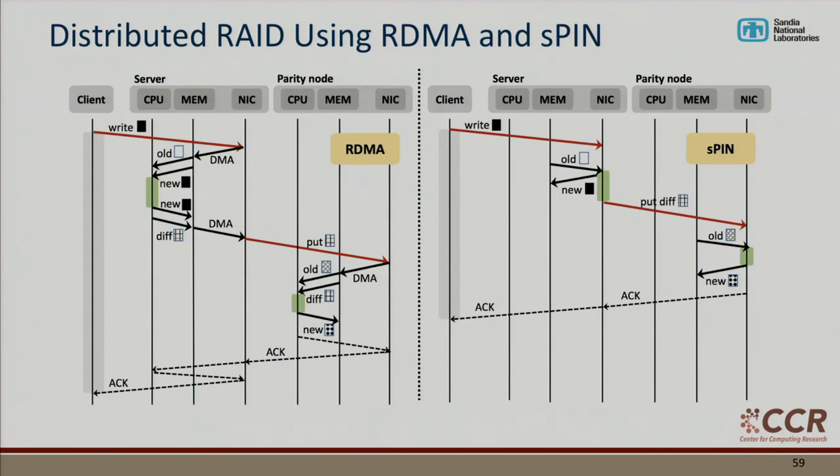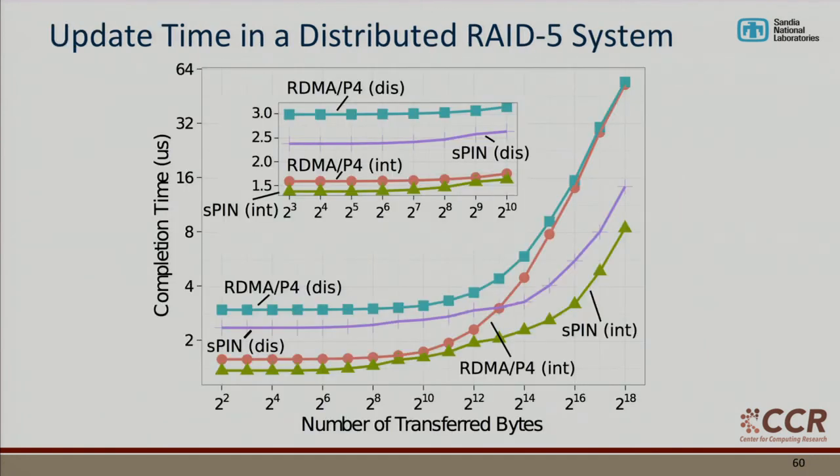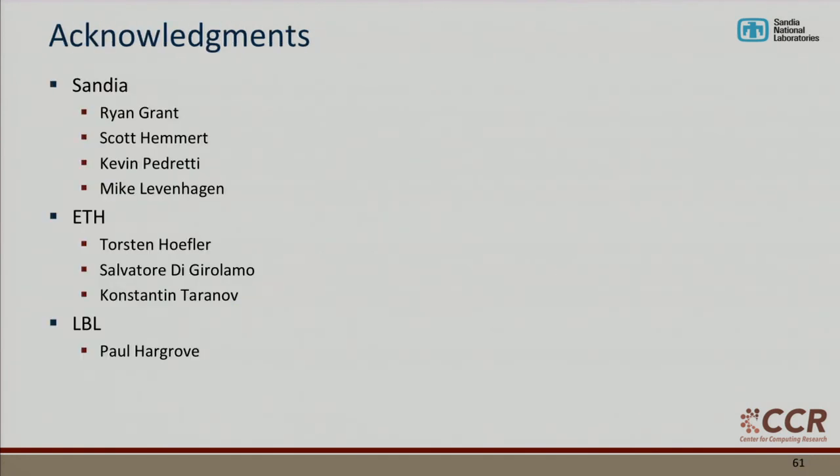And again, what you're really doing is minimizing the amount of traffic across the bus if you're in a discrete NIC, or minimizing the amount of memory traffic if you're in an integrated NIC. And you can get real performance benefits from doing that. We did it for things like RAID.